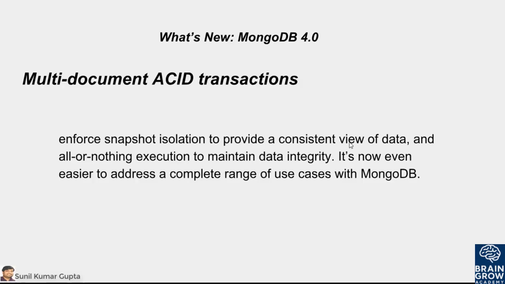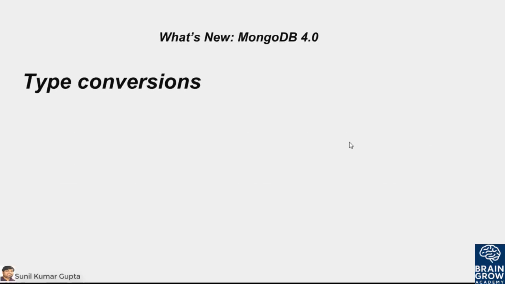You can address multiple use cases with this multi-document ACID transaction. So this is a very important feature included in MongoDB 4.0, which is focused towards data integrity. Okay, so next one is type conversions.